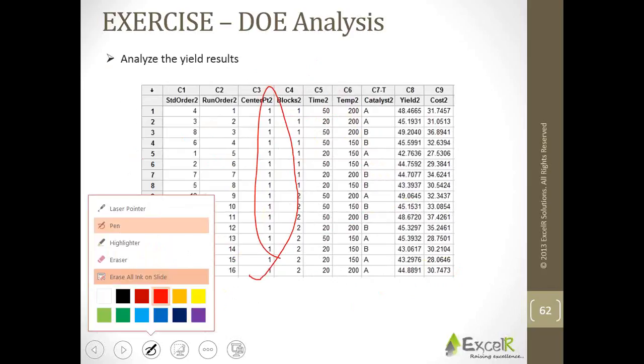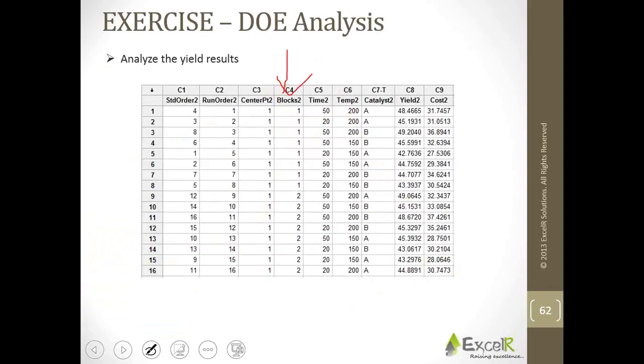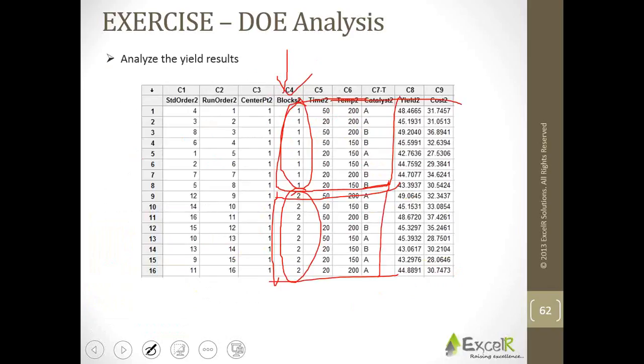Next thing is blocks. There are two blocks of experiments run. I will run all these experiments at one go, and I'll run all these experiments as a second set because it's a block. Here I have a block of 1, here I have a block of 2. So I run in blocks, in groups, basically.